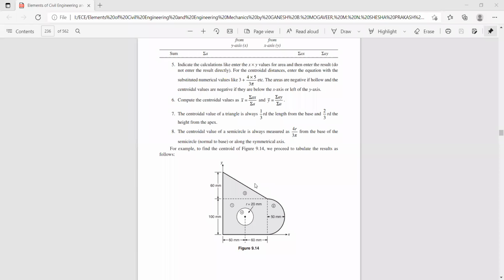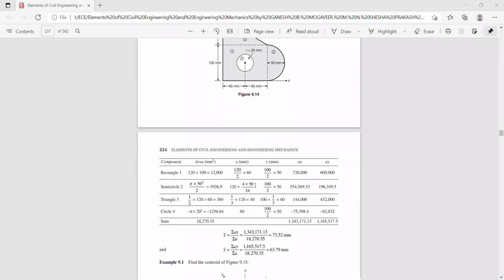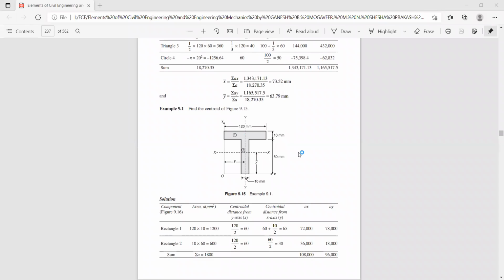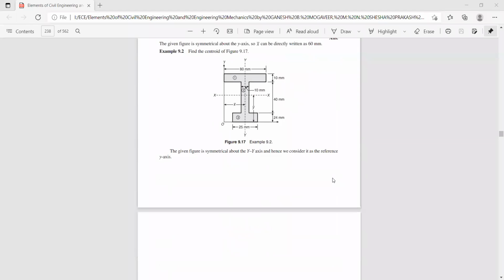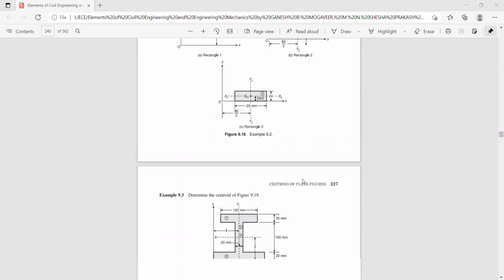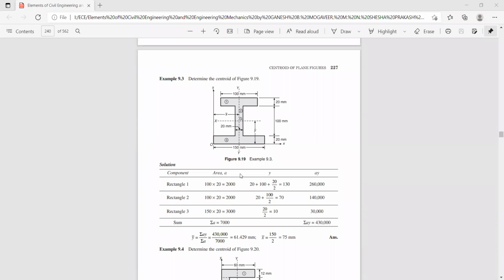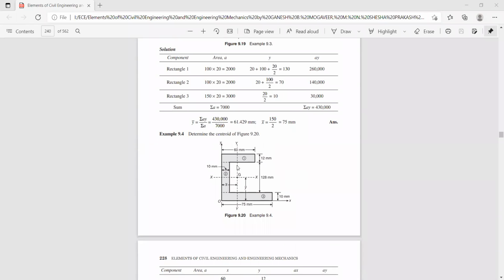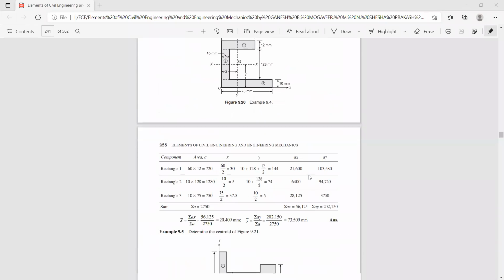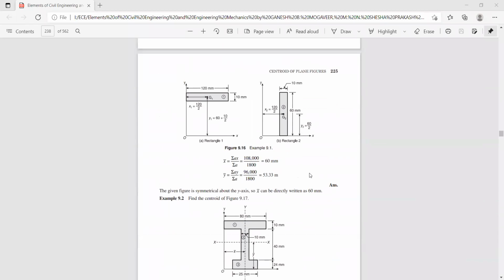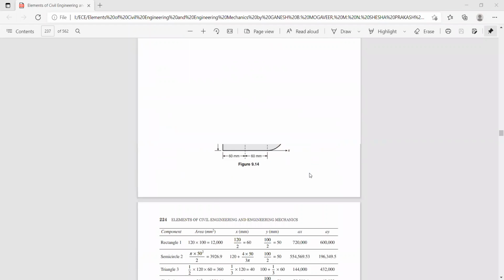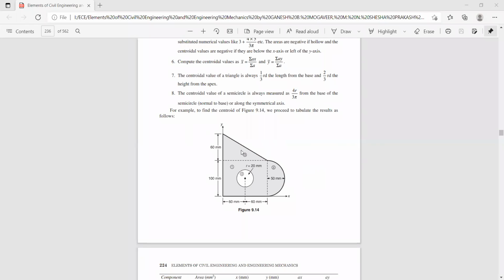Now, today we shall discuss some more problems on centroid. In the previous class, we discussed problems where you have a T section and an I section, and also an I section symmetrical about the Y axis. Now, today we shall discuss some more numerical problems on centroid, wherein you have a composite figure here.